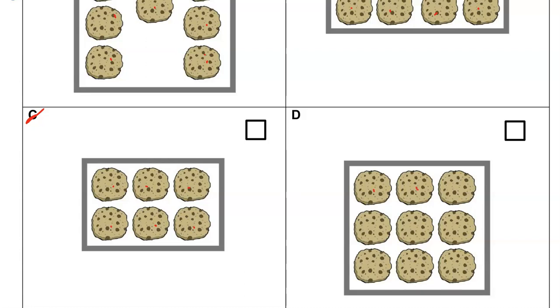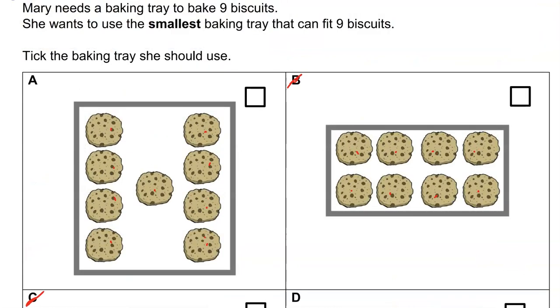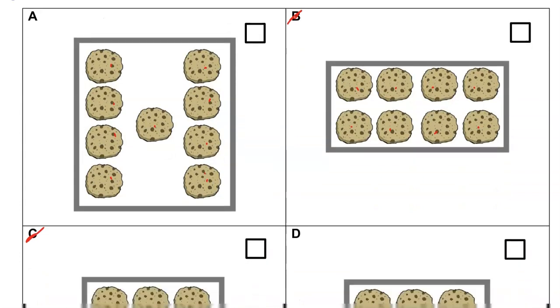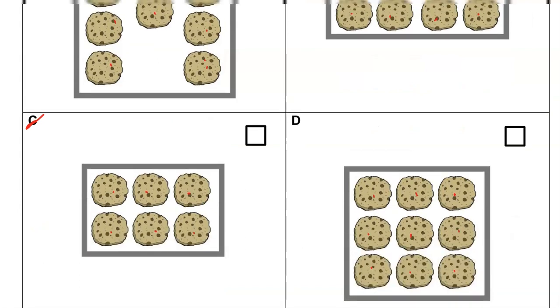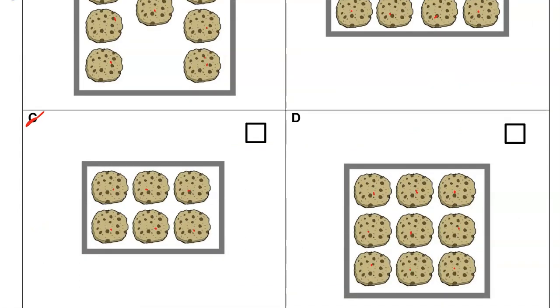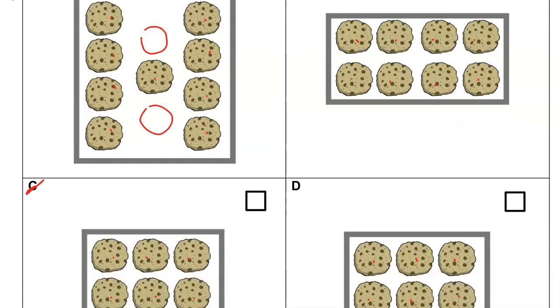Looking at D, 1, 2, 3, 4, 5, 6, 7, 8, 9. So 9 biscuits can fit in there, in both D and A. But the criteria is that we need to find the smallest baking tray that can fit 9 biscuits. So which one is the smallest out of A and D? That is D, as you can see. In D, only 9 biscuits can fit, whereas in A, you can fit even more. Like here, for example. So I'm going to tick D.